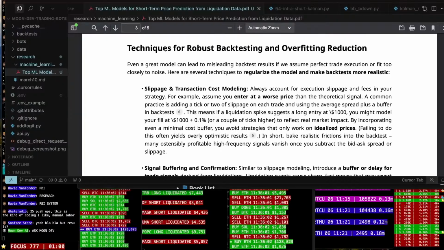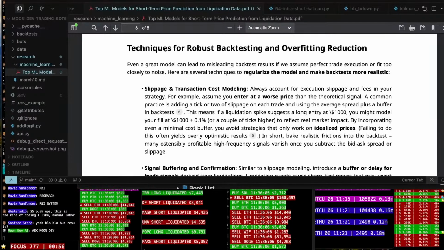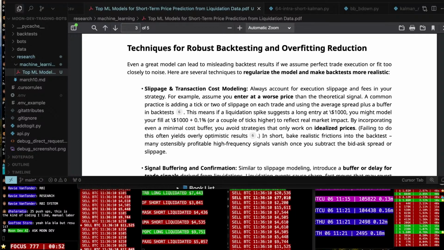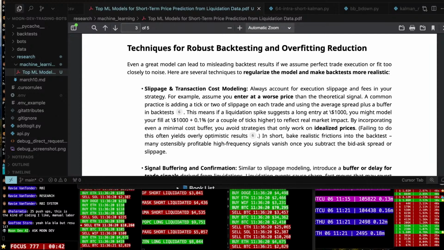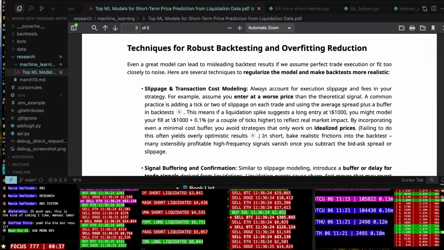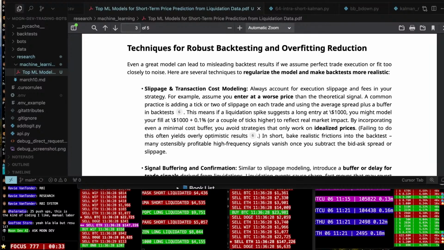We gotta keep going. Techniques for robust backtesting. I'm going while I read. Even a great model can lead to misleading backtest results, and we assume perfect trade execution or fit too closely to noise. Here are several techniques to regularize the model and make backtests more realistic.